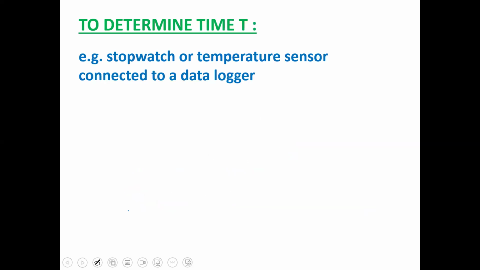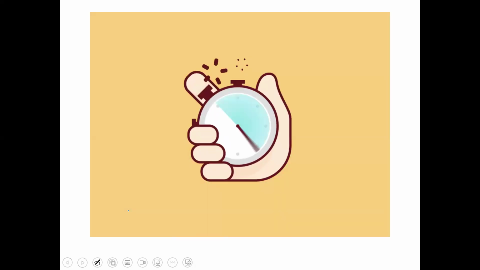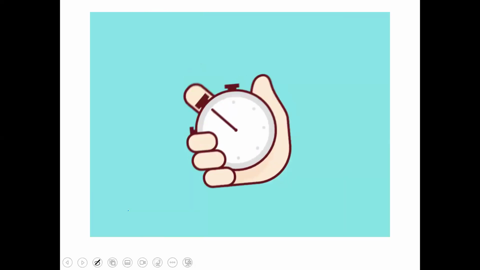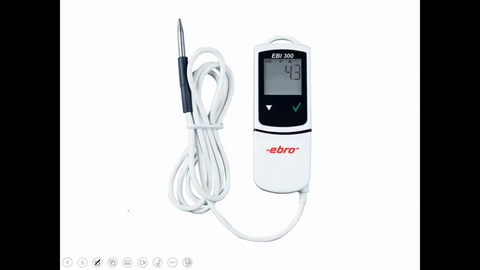Now, how can I measure the time? Stopwatch or temperature sensor connected to a data logger. Stopwatch is the most common. Look, this is the stopwatch. A stopwatch can determine the time period while the cylinder is cooling. I will use the stop clock. I can also use a sensor. This is called a thermal sensor. It can record the time and the temperature both.